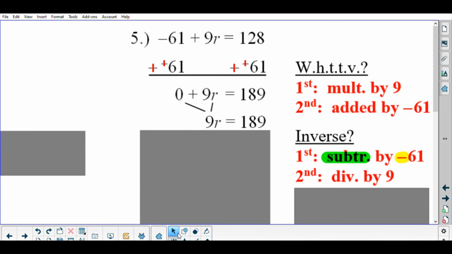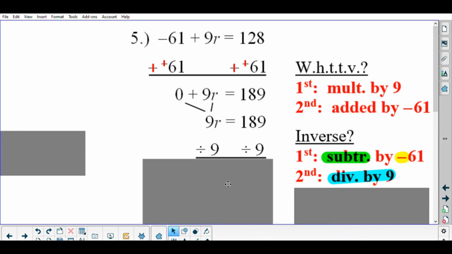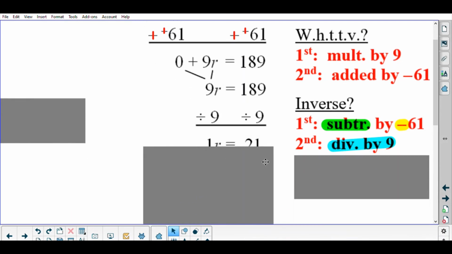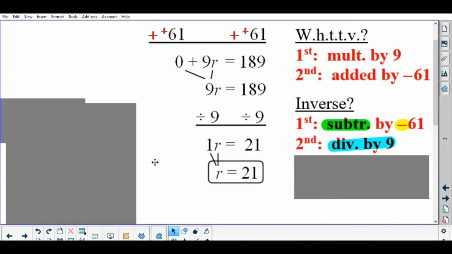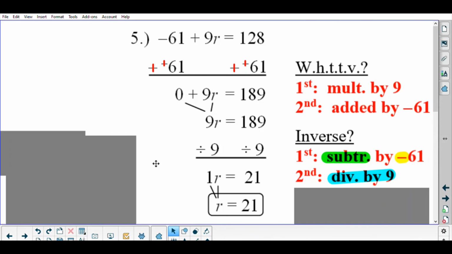And now we will finally do the second inverse, which is to divide by 9. Let's do it. Divide by 9 on both sides. You will get 1r, because 9 divided by 9 is 1. 189 divided by 9 is 21. 1 times r is the same as r, and that's how you get the variable by itself.